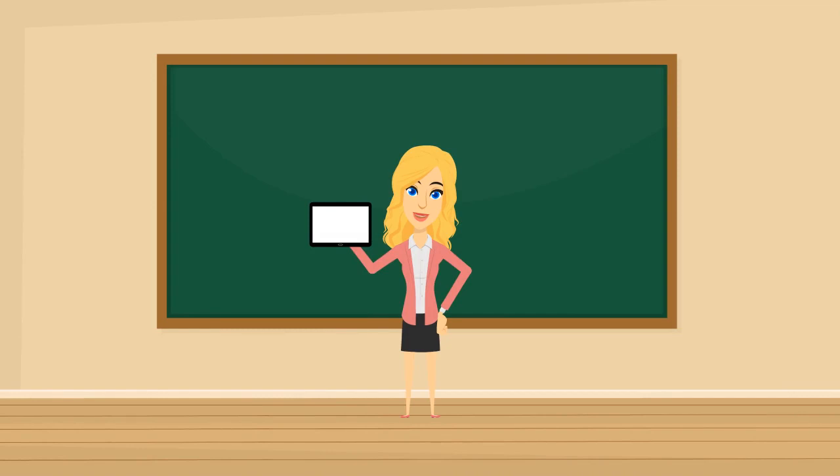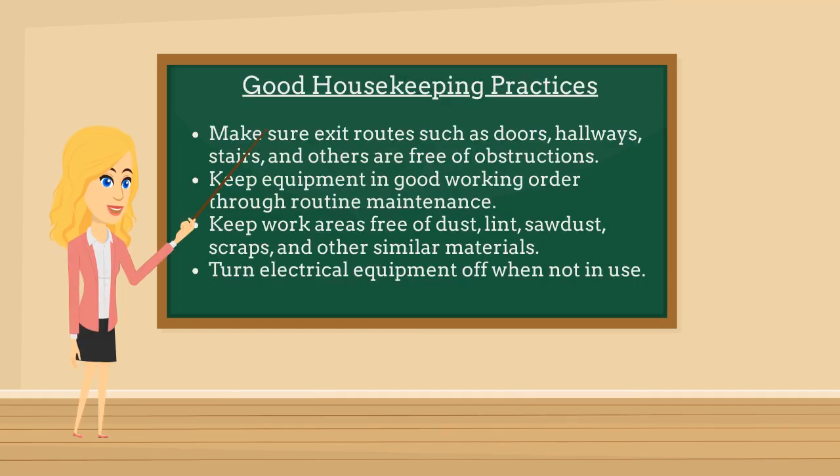I hope that video gave you a good idea on how to use a fire extinguisher. Now we will discuss good housekeeping practices that can help with preventing a fire. To limit the risks of fires, one should practice good housekeeping such as making sure exit routes such as doors, hallways, stairs, and other routes are free of obstructions.